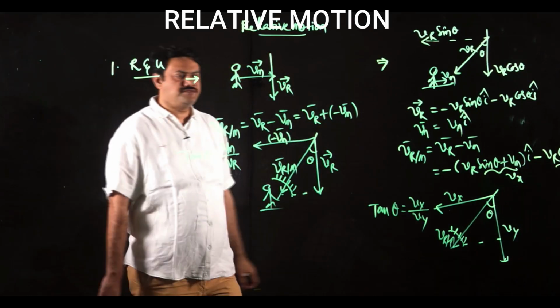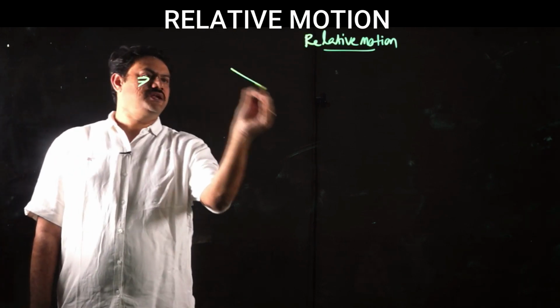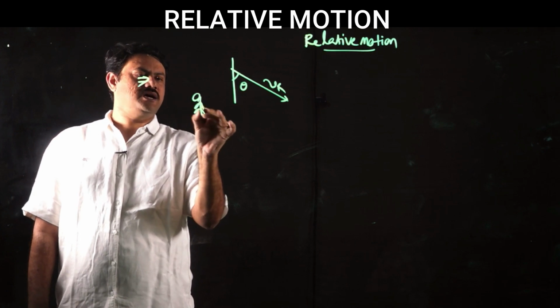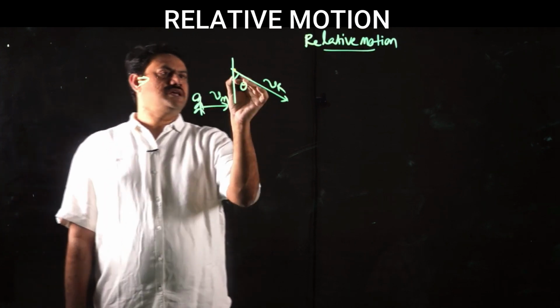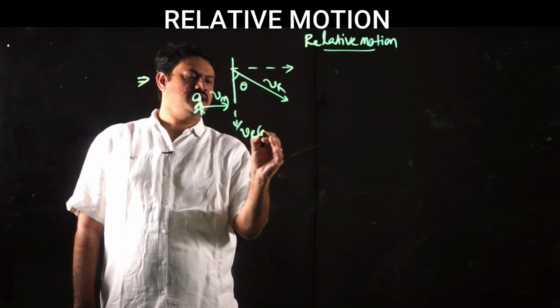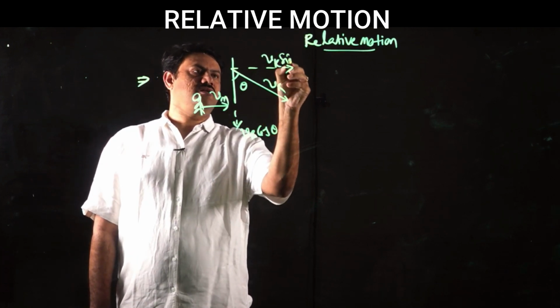The next, third situation: rain is falling along this direction with an angle theta, and the man is moving along this horizontal direction with a velocity Vm. Now resolve the rain into horizontal and vertical components. So Vr cos theta along this direction and Vr sin theta along this direction.